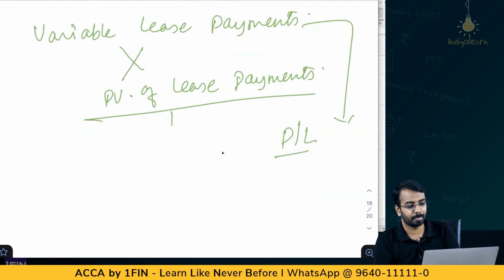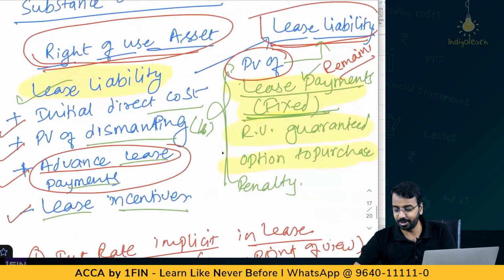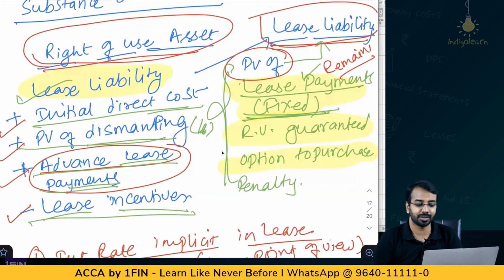To quickly summarize, lease liability is the present value of lease payments plus the residual value guarantee plus the purchase option. ROU asset is lease liability plus IDC plus present value of dismantling plus advance lease payment plus or minus lease incentive, right? So that is what you will recognize as a part of lease accounting for lessee, the ROU asset and the lease liability.